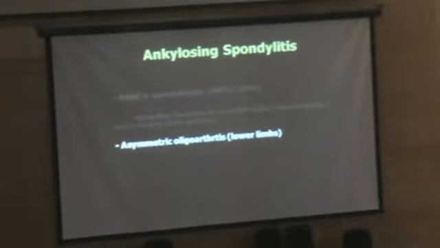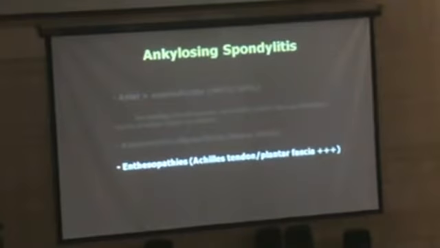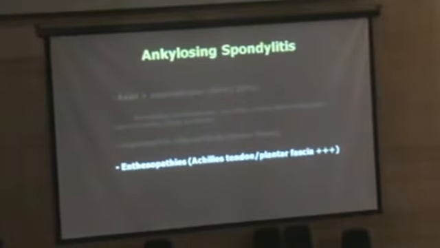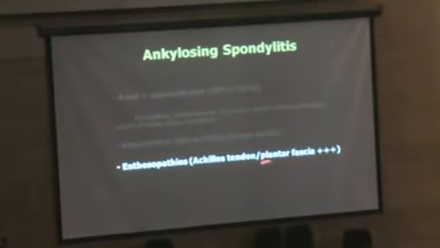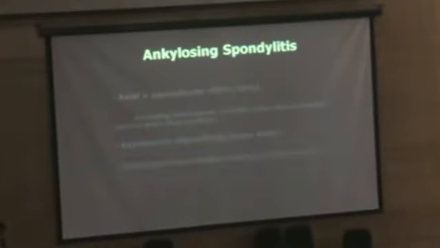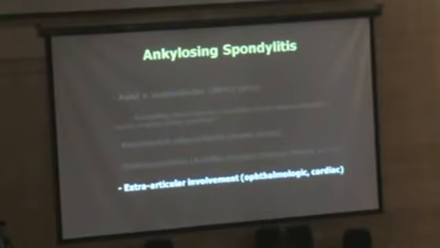Asymmetric oligoarthritis can occur in ankylosing spondylitis, especially in the lower limbs. This is a feature that we see. Enthesopathies, of course, everywhere we can see enthesopathy in patients with ankylosing spondylitis, but predominantly we see it in the Achilles tendon and the plantar fascia. And extra-articular involvement can occur as well, especially ophthalmologic and cardiac involvement.